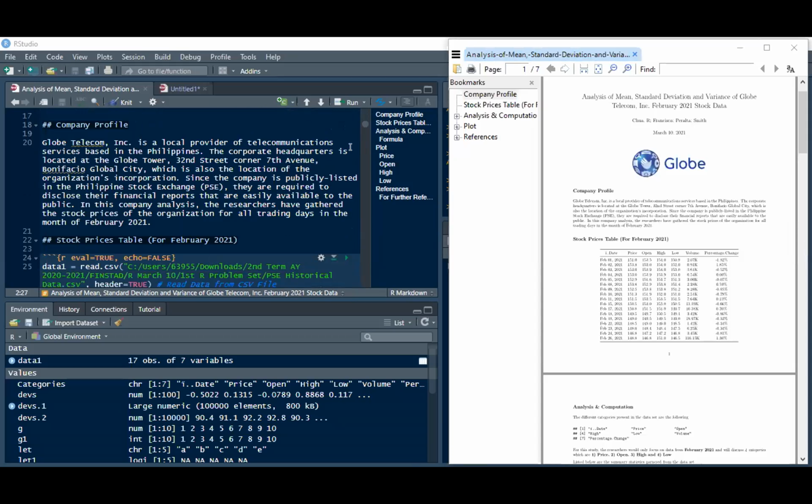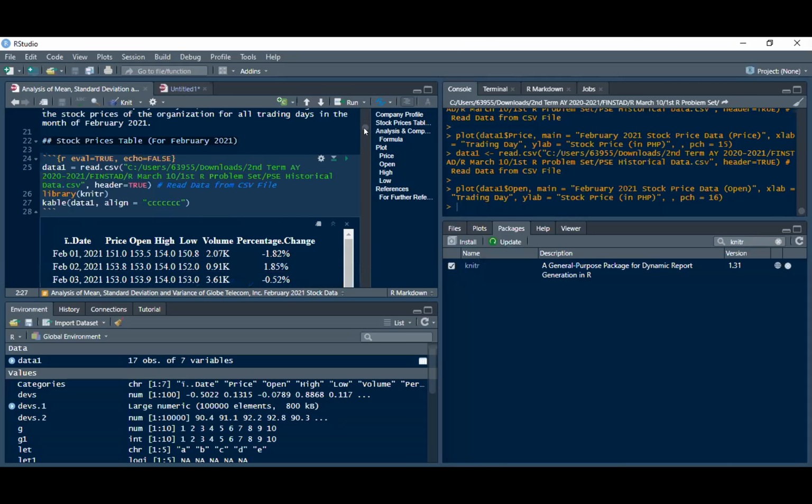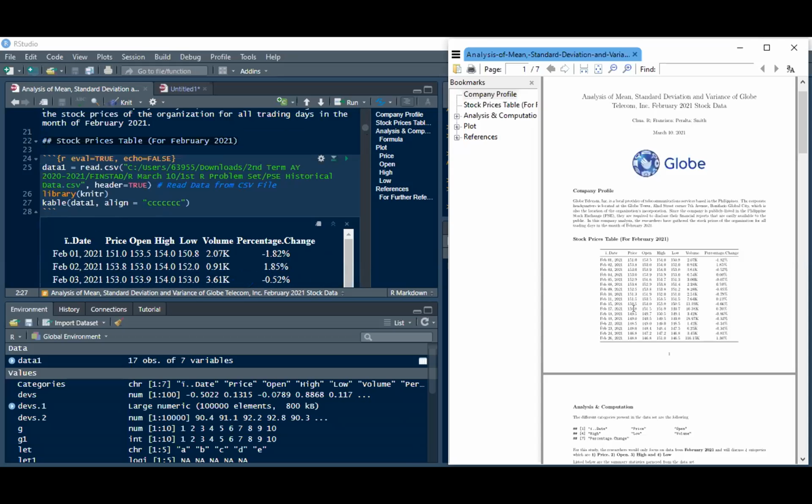Alright, thank you. Okay, so for the company profile, we just used header 2, then put a brief background about Globe Telecom. For the table for the stock price, we use CSV. It is like a table, like an Excel file. So we make it data 1, and then we use a package called knitr, and we use kable data 1 to put the table into the document instead of writing a long code.